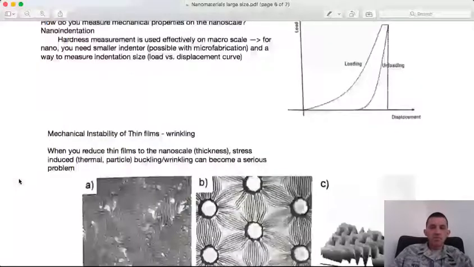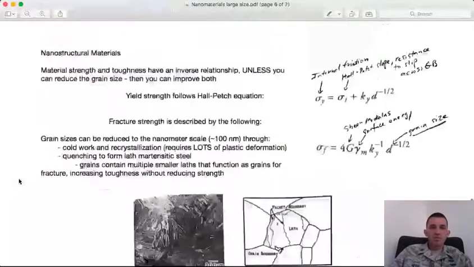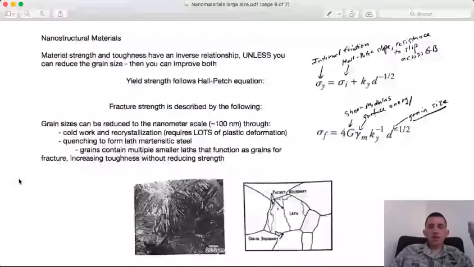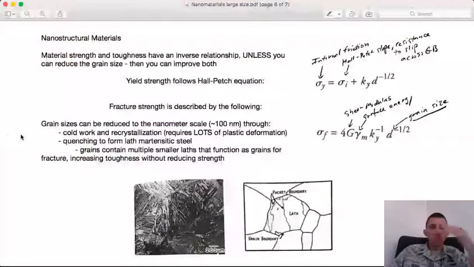Okay. The last topic is the mechanical properties of nanostructured materials. As we talked about in the first half of this course, over and over again we saw this trade-off between strength and ductility, which is key to toughness. As a material got stronger, it would become more brittle, less fracture resistant. There's always this trade-off, this inverse relationship. However, if you can reduce the grain size, then you basically get both.